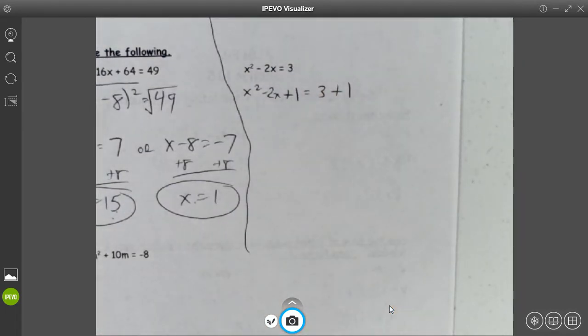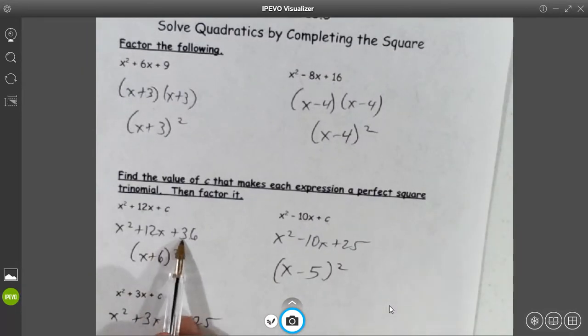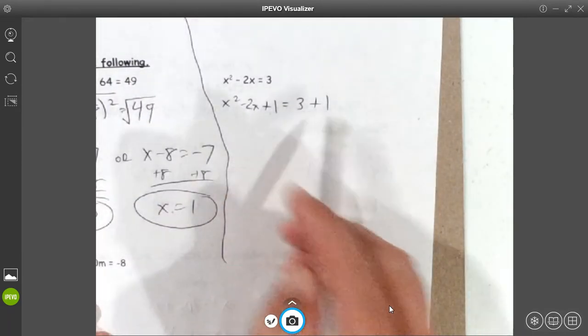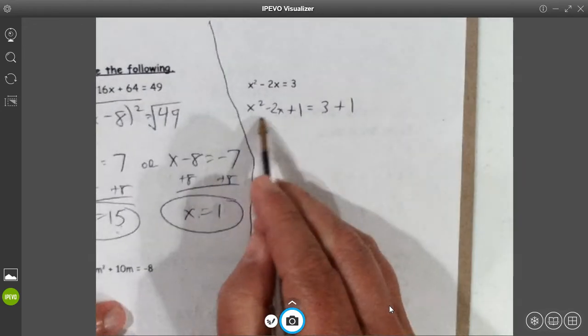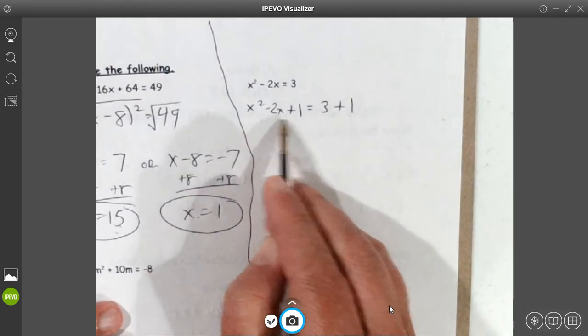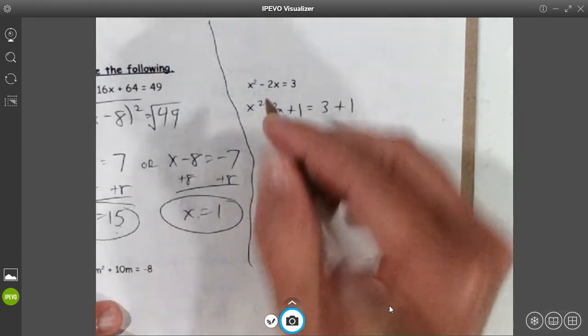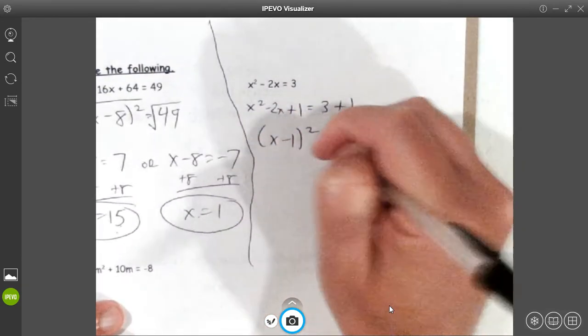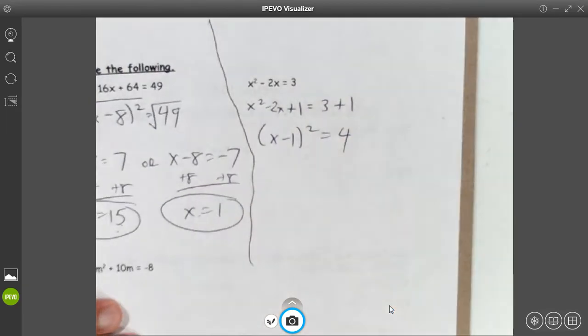So this idea of completing the square, all I did is exactly what we did here, by finding that value of c. Now since we're talking about an equation, I have to make sure I do it on both sides. So now this can be factored. X squared minus 2x plus 1, factors of 1 that add up to negative 2 are negative 1 and negative 1. So I can write that as x minus 1 squared equals 4.